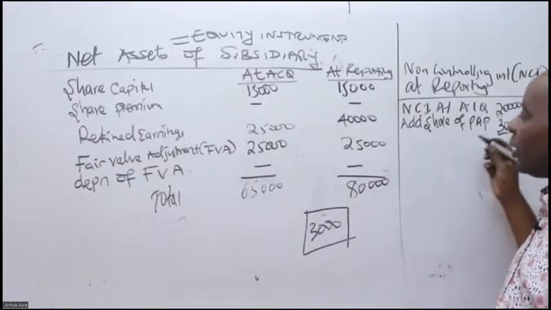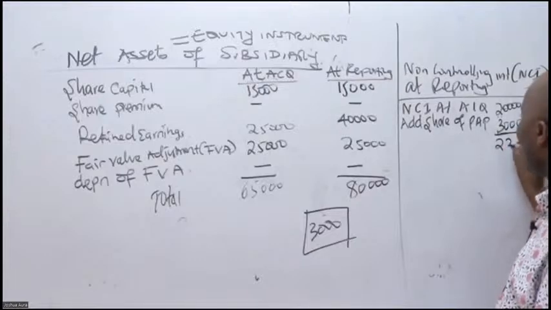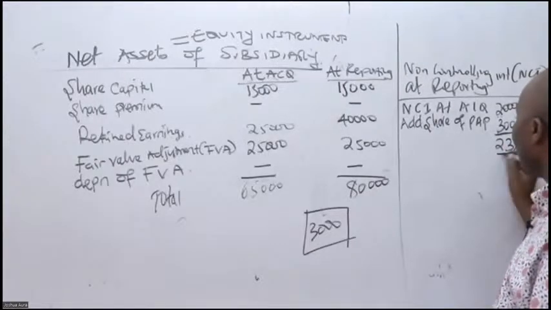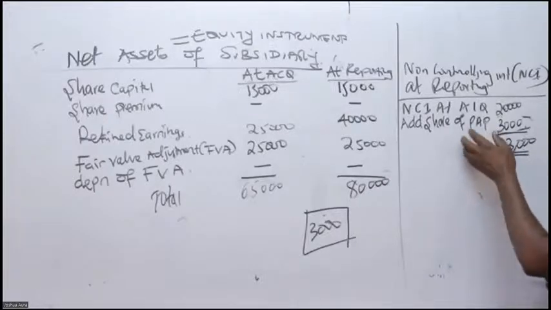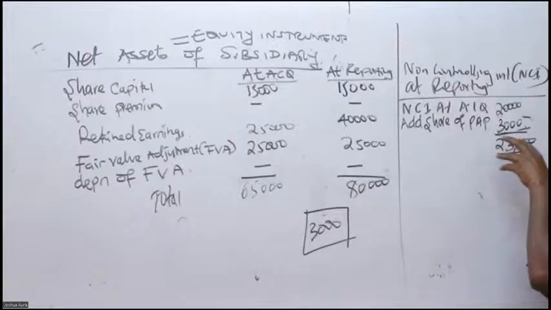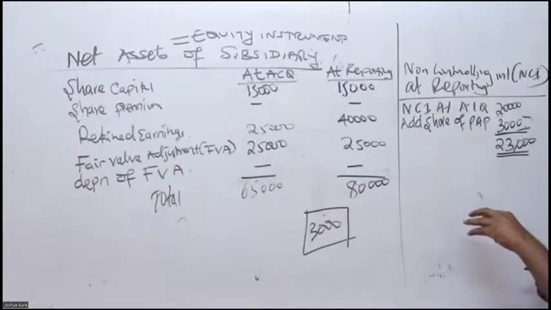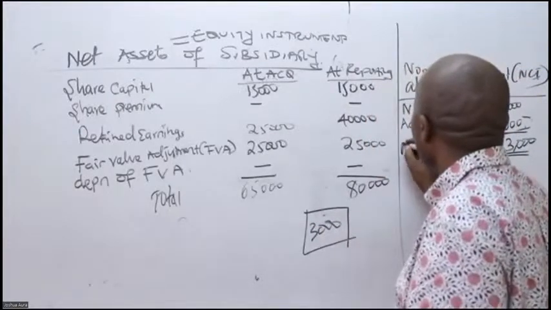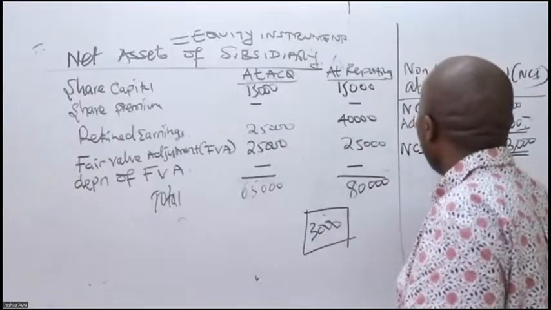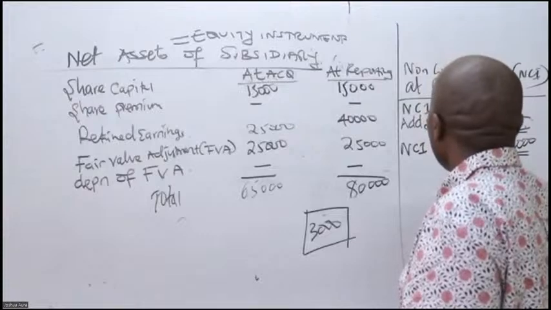And then this is 23,000 total. Remember, you're using Excel to get this 23,000. You simply say equals sum, or use the alt equals shortcut, then you say enter, 23,000, like that. So this is NCI at reporting.